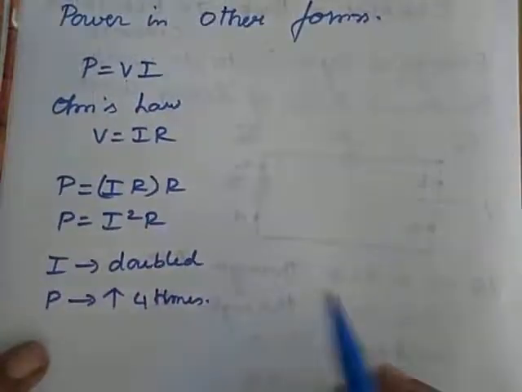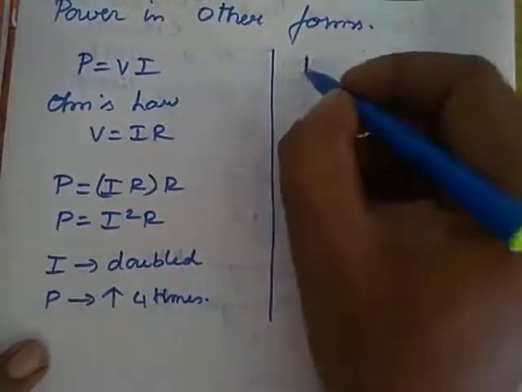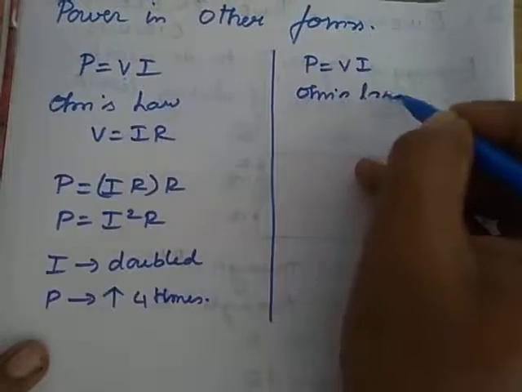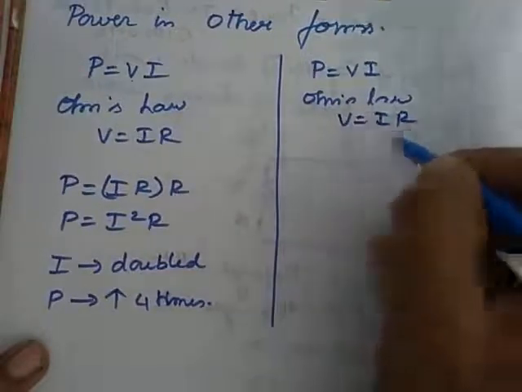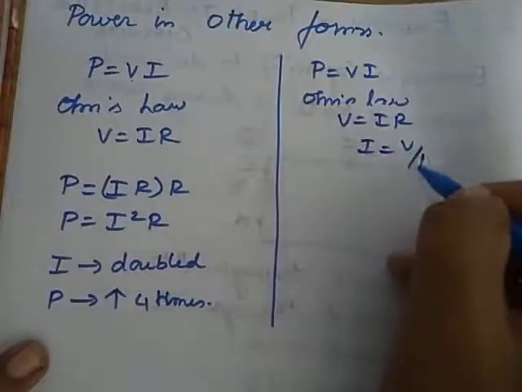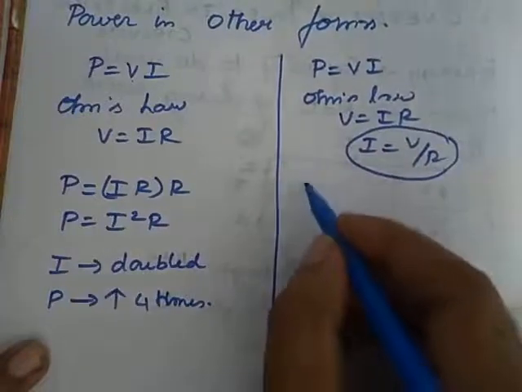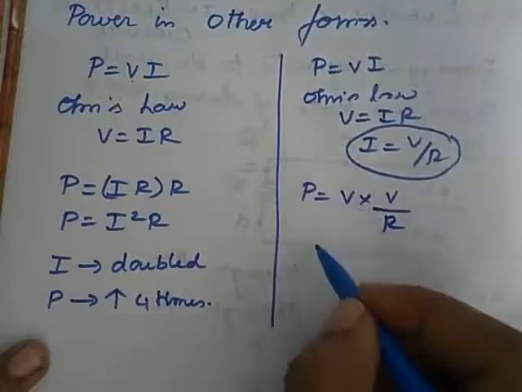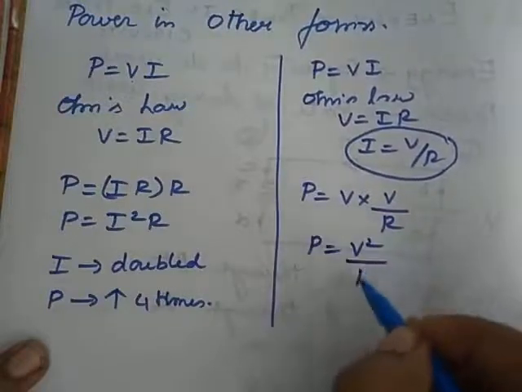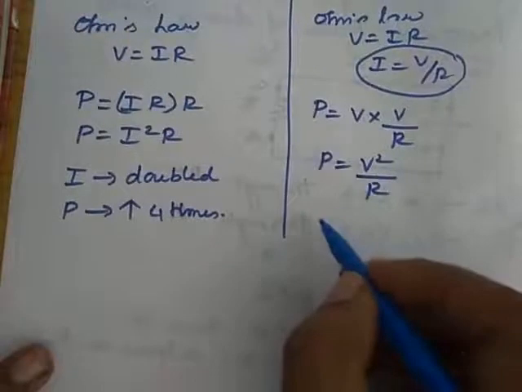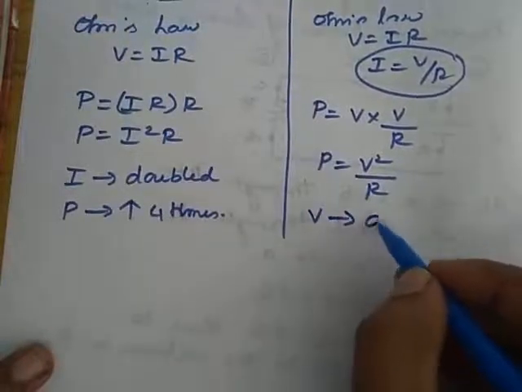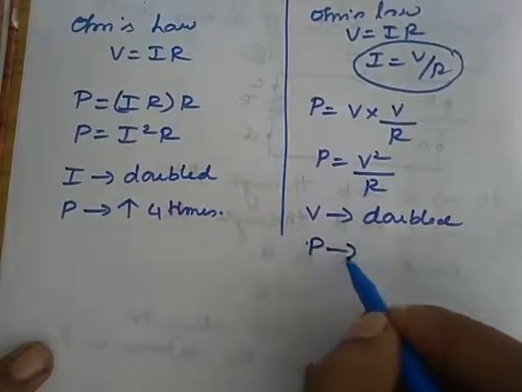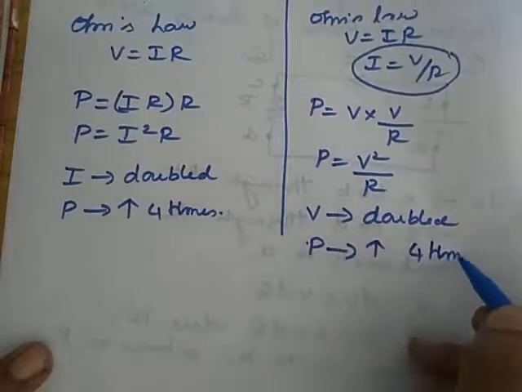Listen, one more form. P is equal to VI. By Ohm's law, V is equal to IR, then I is equal to V by R. Then power becomes V into V by R, so power P is equal to V squared by R. Here in this case, if the voltage is doubled, then the power increases 4 times.